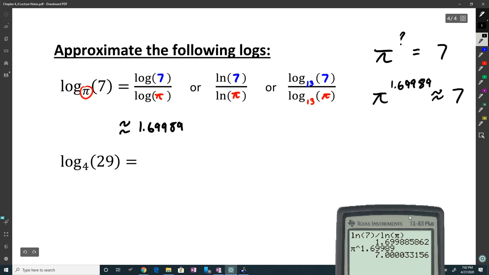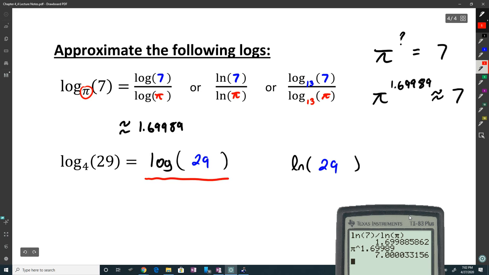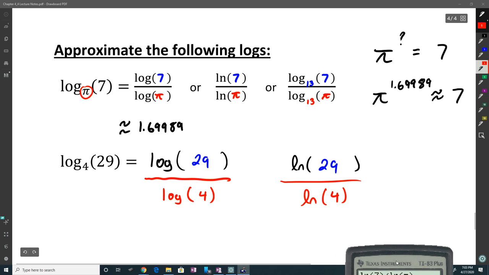So it doesn't matter what you do. You can use log. You can use natural log. But what you do is the inside is just 29. But the penalty for doing that is you have to divide by log of the old base. The old base was 4. Natural log of the old base. So whatever base you used up top, you have to use that same base on the bottom. But the inside is whatever the old base was.